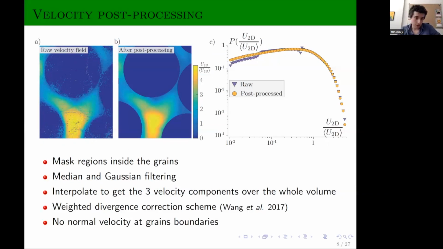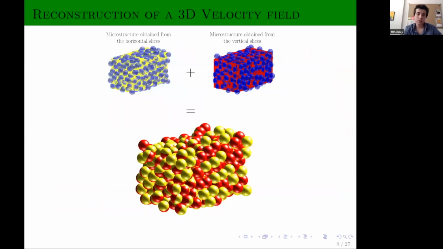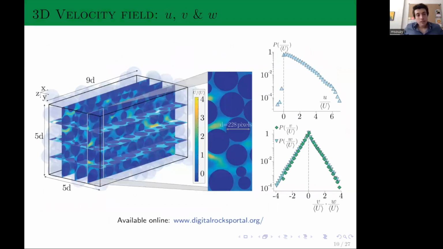Once this is done, we apply a weighted divergence correction scheme to make sure that the flow that we're measuring is divergence free. And we also apply an extra condition, which is the fact that there is no normal velocity at grain boundaries. So overall, in the end, we obtain this experimentally measured 3D velocity field of the porous medium, which is divergence free and which is over a total volume of 9D, with D being the diameter of the beads composing the medium, in the longitudinal direction, and 5D in both transverse directions.